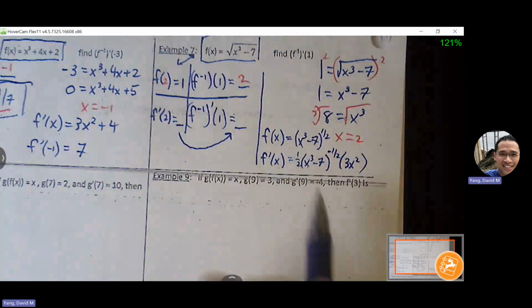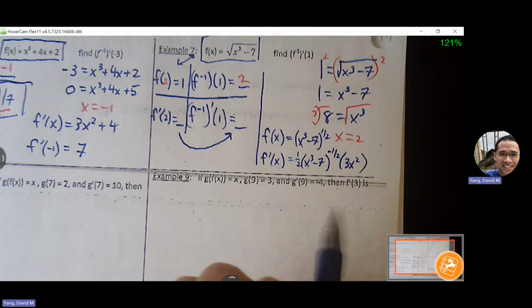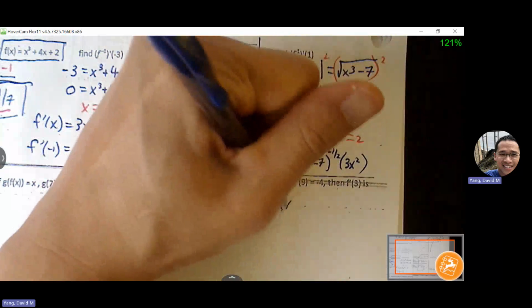Sorry, running out of room. I'm going to take up some room from example 9 because example 9 won't need a lot of room. So let me just move this down here.